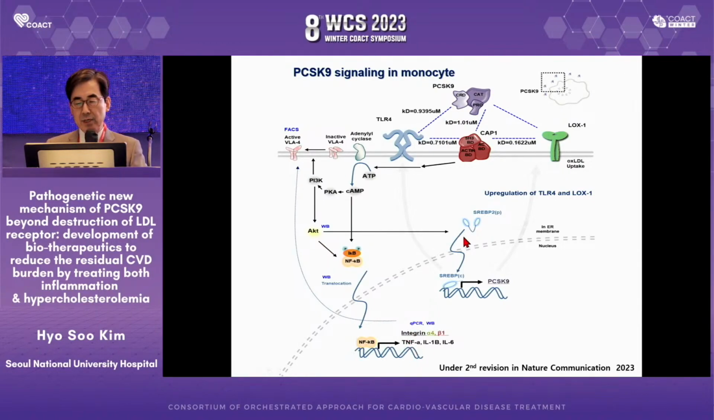AKT can induce translocation of SREBP2 to the nucleus, leading to translation of PCSK9. This is a very important self-augmentation pathway. PCSK9 induces PCSK9, as well as upregulation of the TLR4 receptor and LOX-1.